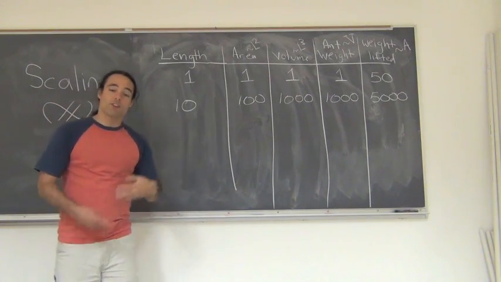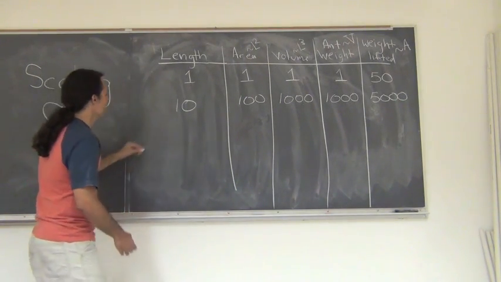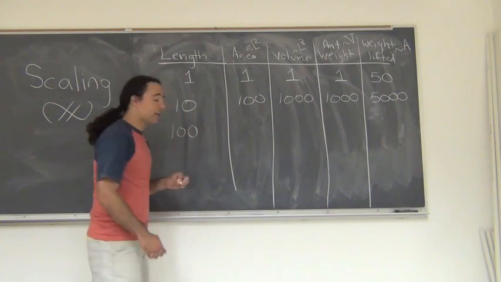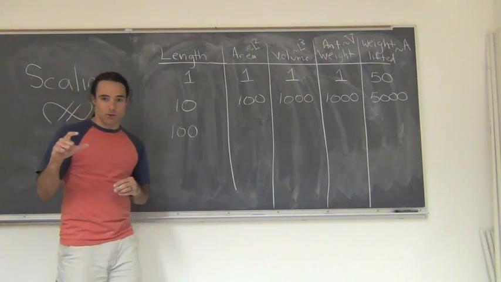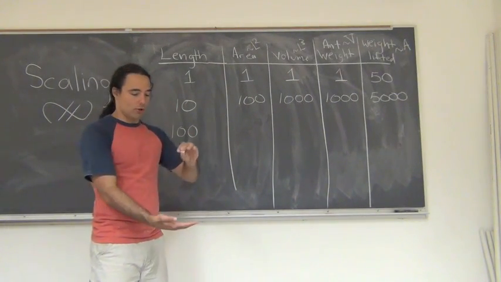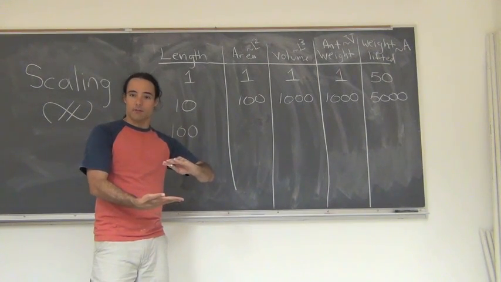Let's make it even bigger. Let's make it 100 times bigger. So now my ant is not 2 centimeters tall. It's now 20 centimeters tall. It's about 2/3 of a foot. It's about this big. Here's my ant.